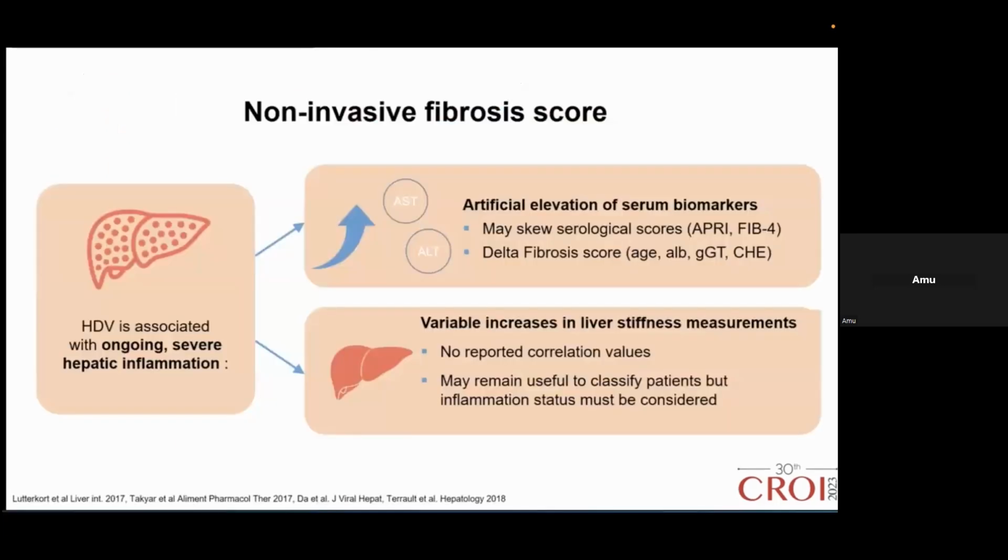In terms of staging fibrosis in persons with hepatitis D infection, liver biopsy is the gold standard for assessment of fibrosis, as there are no studies reporting correlations between liver biopsy and elastography with hepatitis D infection, which would be helpful information to have in the future. And then scores utilizing serum biomarkers are also not well correlated with fibrosis estimates, and hepatitis D infection is often artificially elevated in the presence of the severe hepatic inflammation.